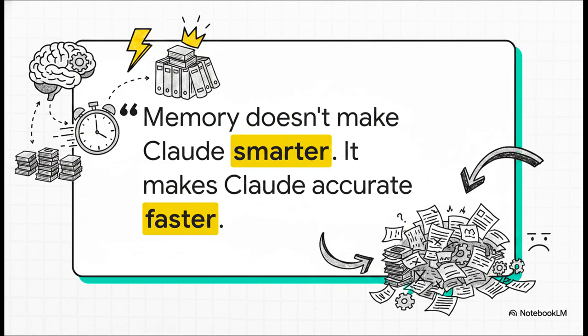So what does this all mean for us? Well, the ultimate takeaway is this. Memory doesn't make Claude smarter. It makes Claude accurate, much faster. A carefully curated memory profile is essentially a superpower for speed and efficiency, letting you just skip the preamble completely. But remember, a neglected profile that's packed full of stale entries, yeah, that's going to cause you way more headaches than having no memory at all.